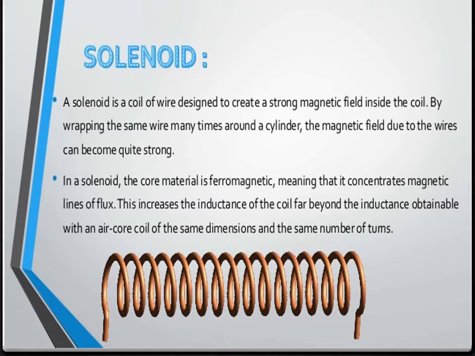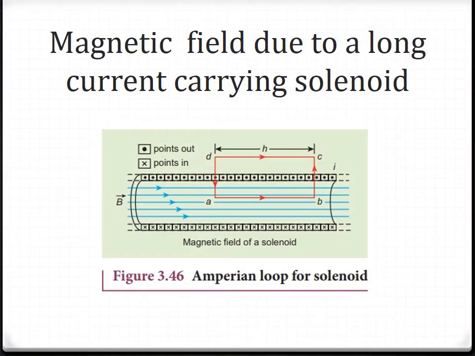The solenoid is assumed to be long, which means that the length of the solenoid is large compared to its diameter. Here we consider only a circularly wound solenoid. Now, the magnetic field due to a long current carrying solenoid. See the picture.